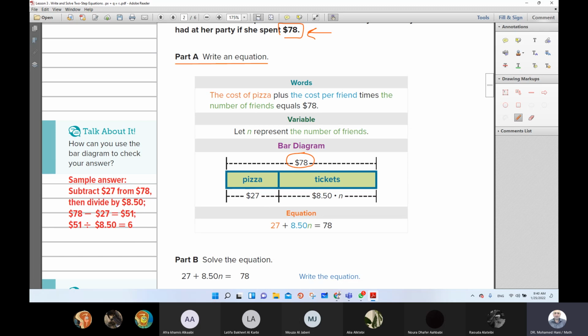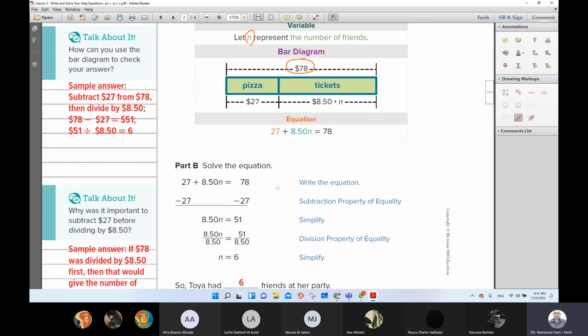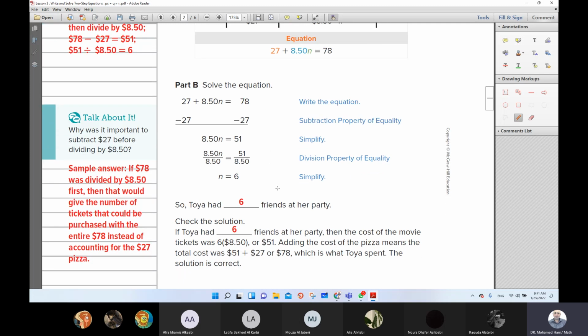So we can write the equation: 27, the cost of pizza, plus the cost per friend, which is 8.50 times the number of friends, represented by n, so 8.50 times n, equals the total, 78. So now we have the equation. The second step, we want to solve this equation. How to solve this equation?